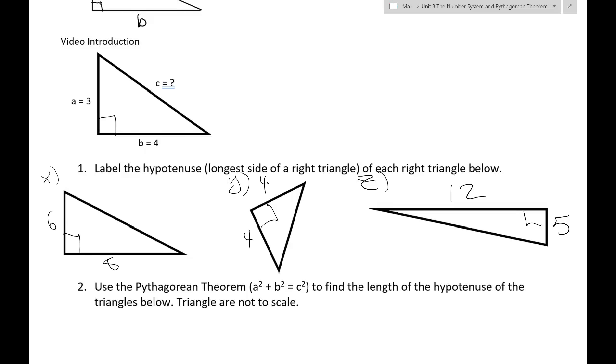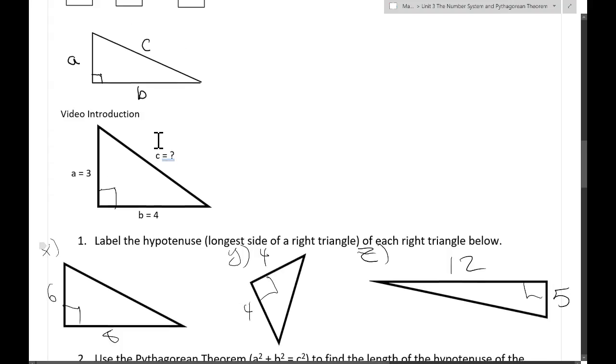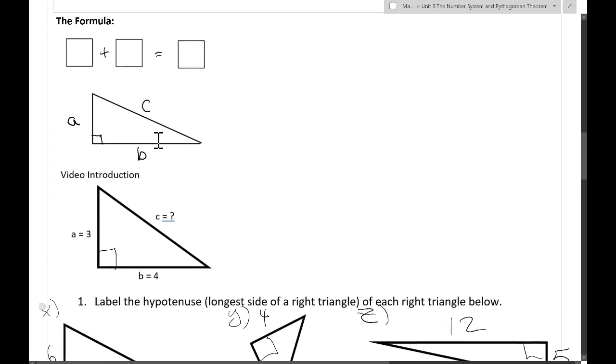Hey guys, so hopefully it was informative. Let's come back up and throw in the formula just so we can reference back to this later. What we know is that a squared plus b squared equals c squared.